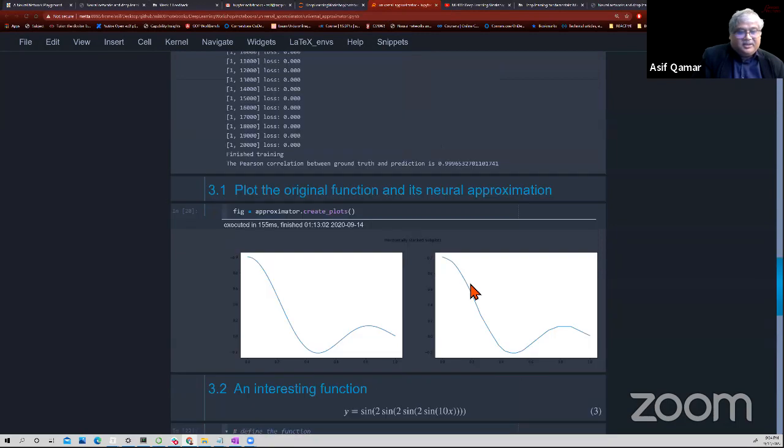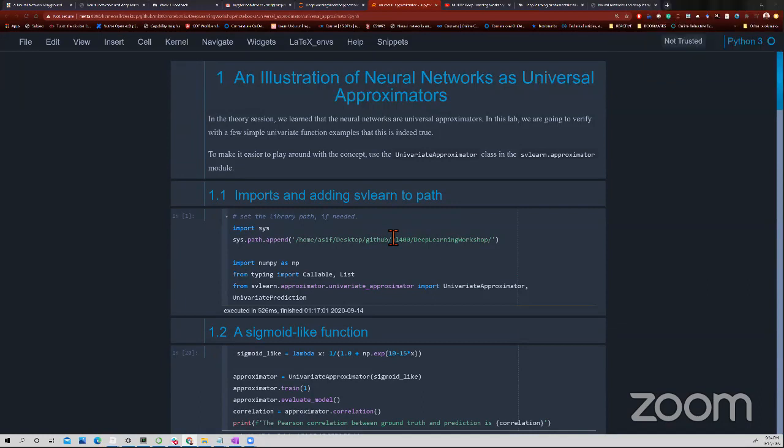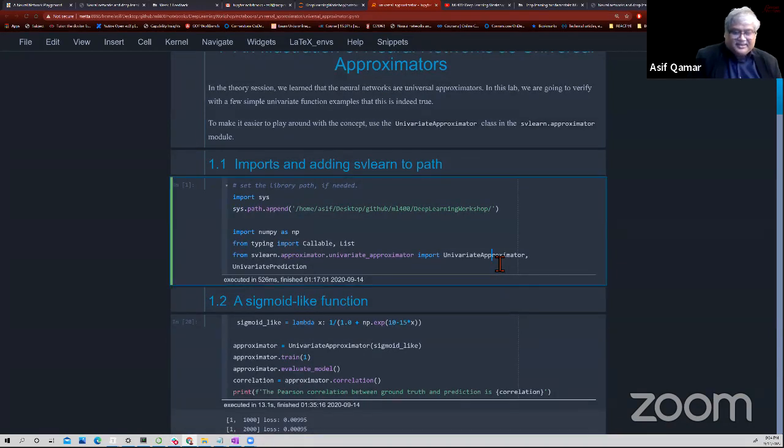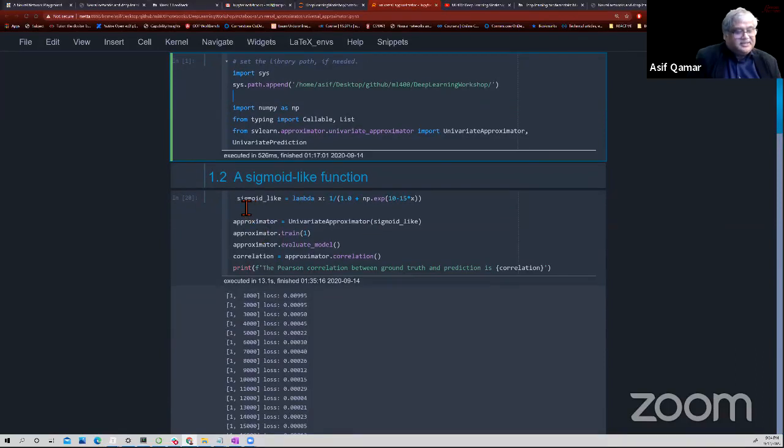In your code, and I'll upload this for this week's lab, I will show you this. Are you guys looking at my notebook now? Is the font big enough? Yes. So for you to play, I've created a simple class for you, the universal approximator. Your job is to think of some kind of function. This lambda expression is Python syntax. It basically says that x gets mapped to this. This is as close to math as you can be in code.